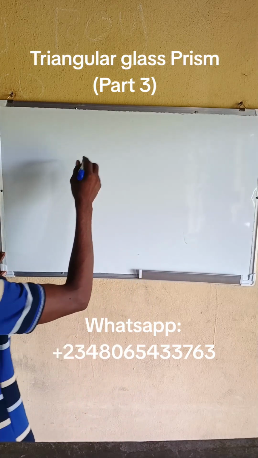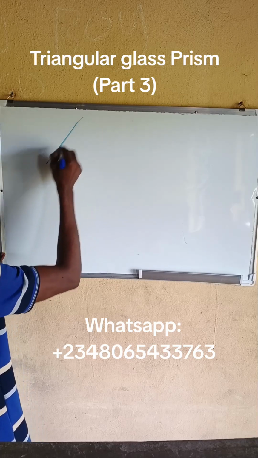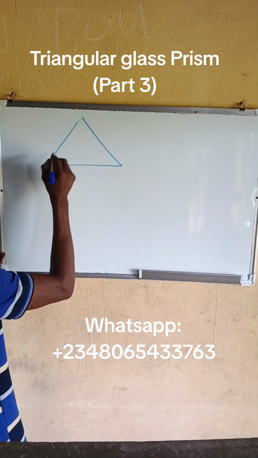Today, I want to derive the equation for a triangular glass prism, that is, for light waves. Now, let us see this diagram. I have a prism of this nature. This is a triangular glass prism.